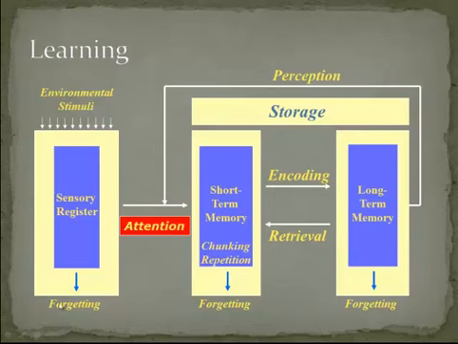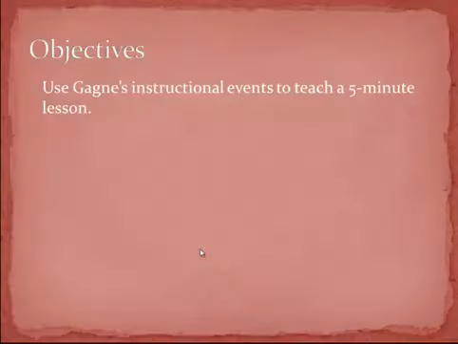So there are all these places here where students can forget what it is they're supposed to be learning. One of the things that we have to do as teachers is try to help them go through this memory process in order to get information into long-term memory in a way that they can get it back out later on. What I want you to be able to do at the end of this lesson is use Gagne's instructional events to teach a 5-minute lesson. When you come to the training session, I want you to actually teach that lesson, and then we're going to evaluate how well you applied Gagne's instructional events.